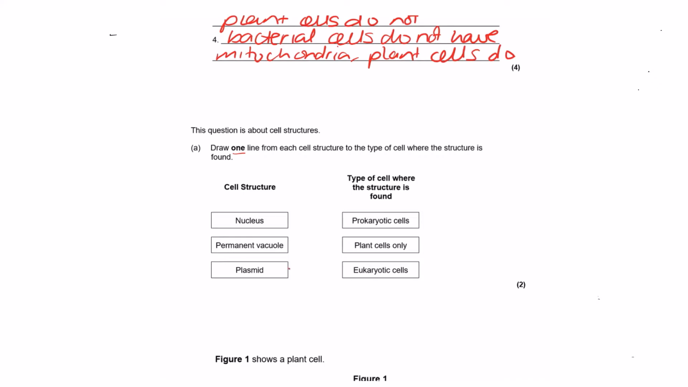Let's start off with plasmid. Plasmid is definitely prokaryotic cells and no other. Permanent vacuole is definitely plant cells. And when we look at nucleus, the nucleus could be relevant to plant cells or eukaryotic cells. So we're going to have to decide which way around we're going to play this. Because we need to draw one line from each of these, permanent vacuole can only be associated with plant cells, which leaves the nucleus to be the only answer for eukaryotic cells.